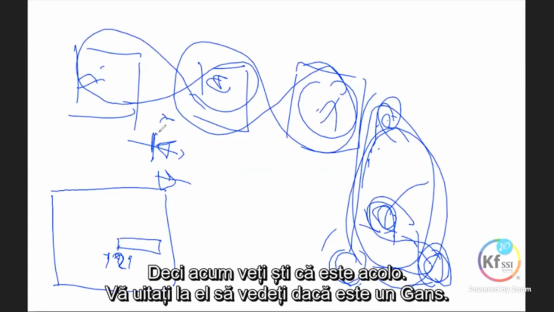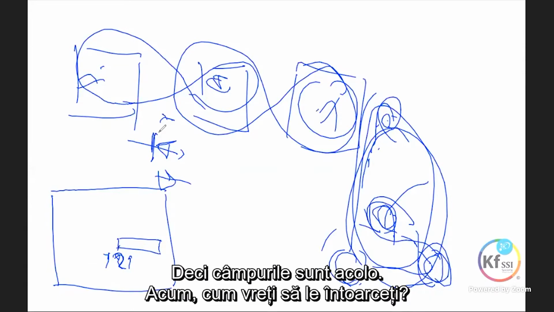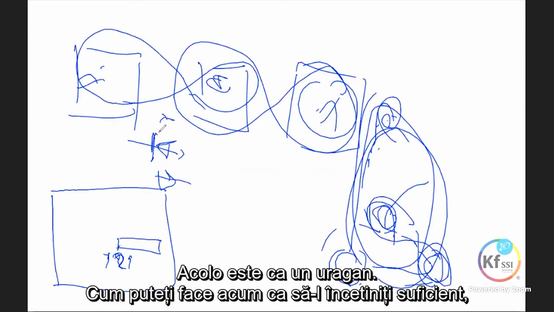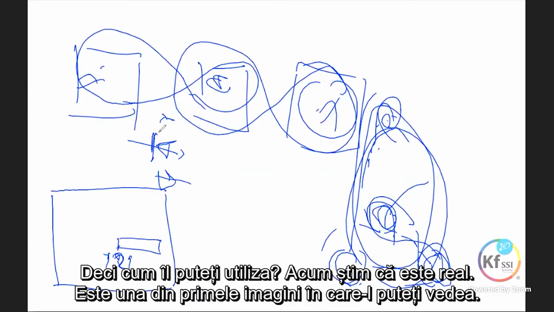You look at it to see if there is a gas there. I look at the picture as a field flow. How does the field flow in this situation? So the fields are there. Now, how do you want to turn that twist? You saw it suddenly coming from the right to the left and hitting the glass and then going back up. That's like a hurricane. A part of it is slowed down enough to be in the matter state that it can manifest itself and you can see it. So how are you going to use it? Now we know it's real. It's one of the first pictures you can see it.